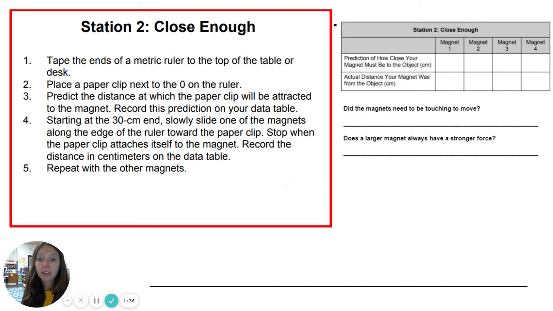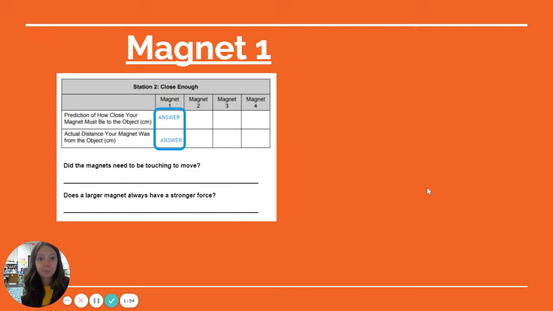Starting at the 30 centimeter end, slowly slide one of the magnets along the edge of the ruler toward the paper clip. Stop when the paper clip attaches itself to the magnet. Record the distance in centimeters on the data table. Repeat with the other magnets. So we're going to get started.